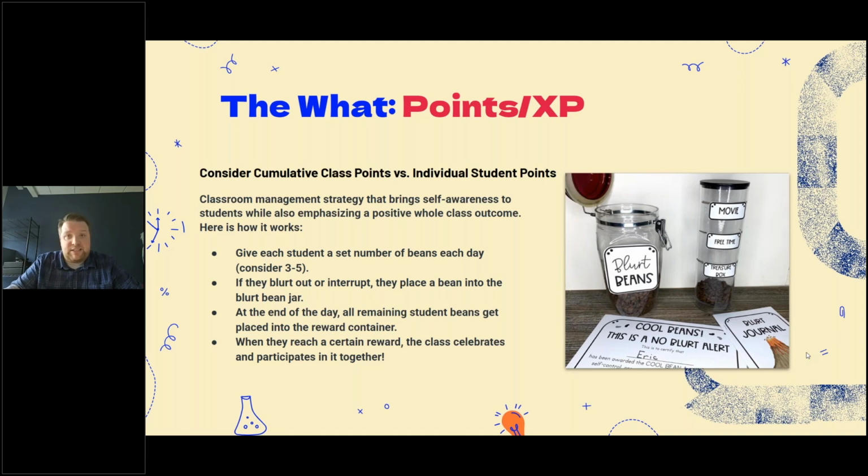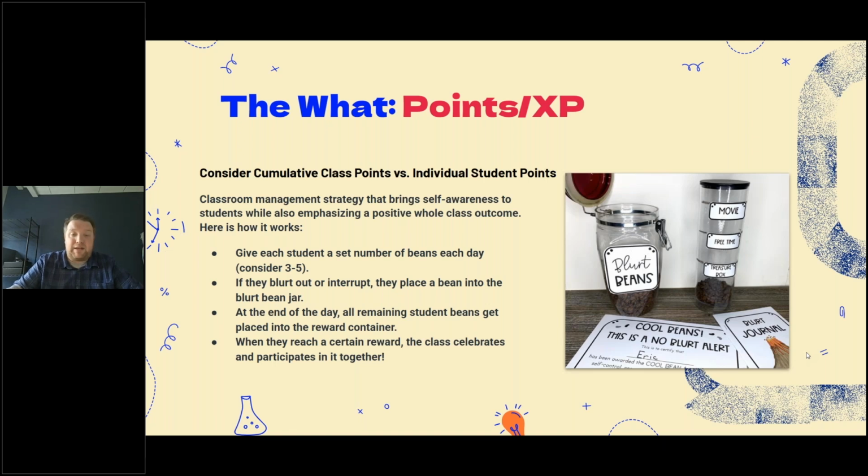With our younger students, you're going to be with them all day, so you might want to give them a little bit more beans. If we're only going to be with them for an hour or so, for our older students, maybe 3 or 5. But then as you go throughout the day, when they blurt out or they interrupt, they have to put that bean in the blurt bean jar.